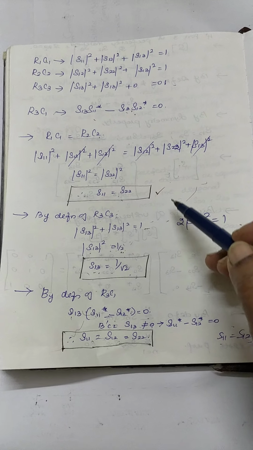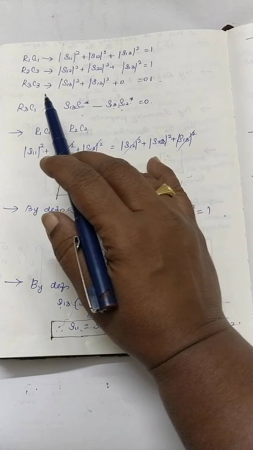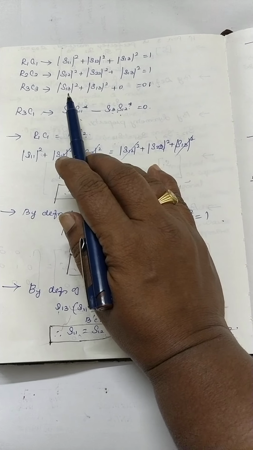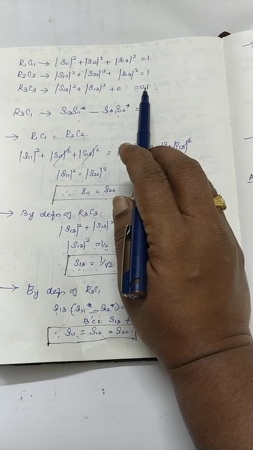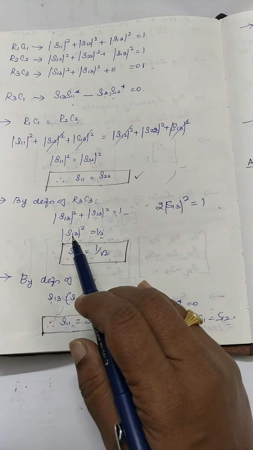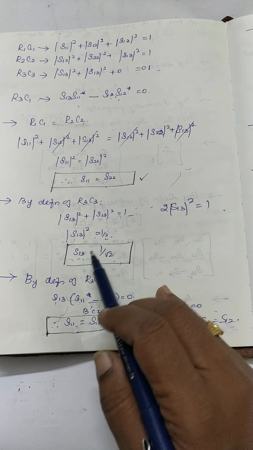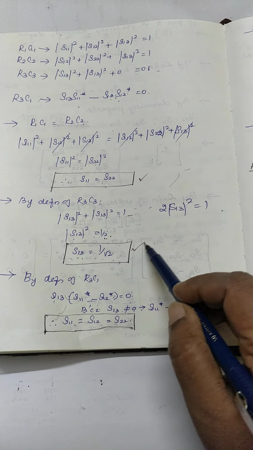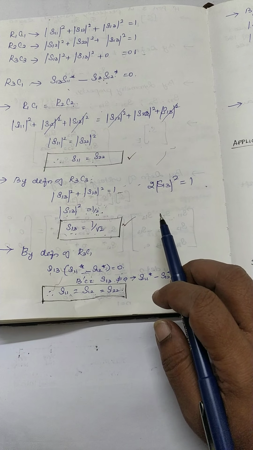One step I have obtained. Now, you choose this R3C3. 2S13 square is equal to 1. That's what I've written. 2S13 square is equal to 1. So S13 square becomes equal to half, or S13 becomes equal to 1 by root 2. Next step we have identified.